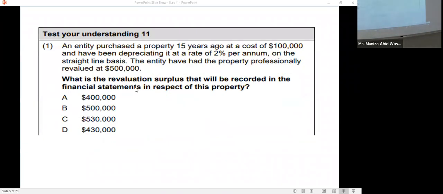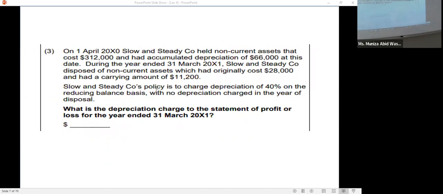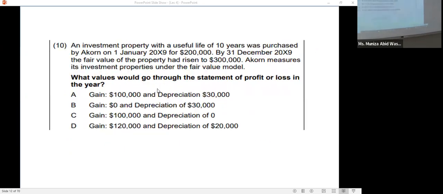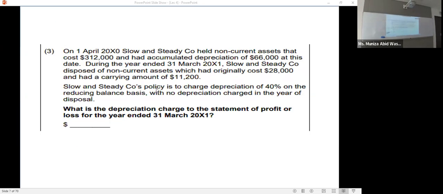Okay, now students, this is the end of the chapter. This question is the practice question, understanding number 11. In understanding number 11, we have so many questions. So this will be forming the revision for all of the chapter.